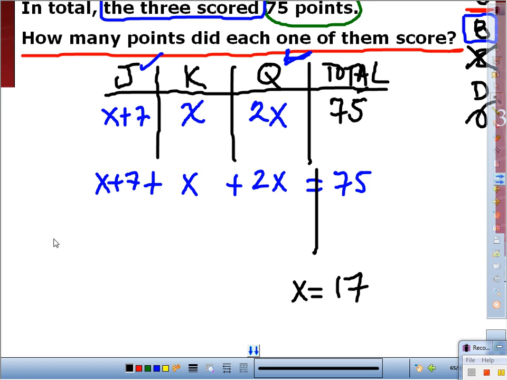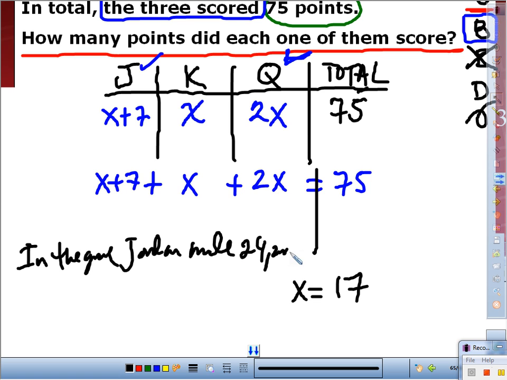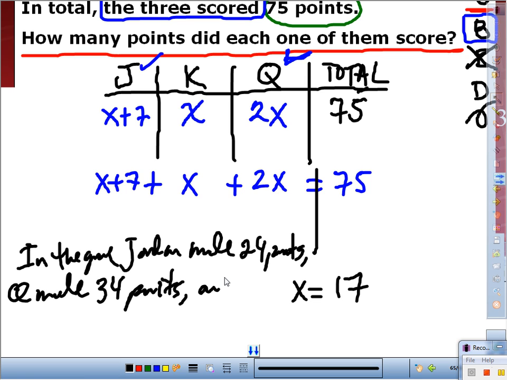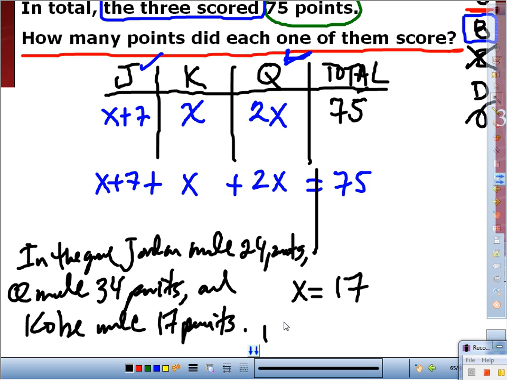Alvaro. That is incorrect. Pamela. In the game, Jordan made 24 points, comma, Q made 34 points, and Kobe made 17 points. Thank you.